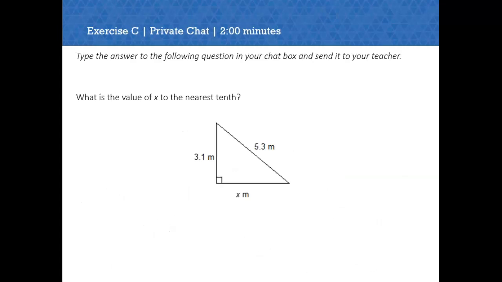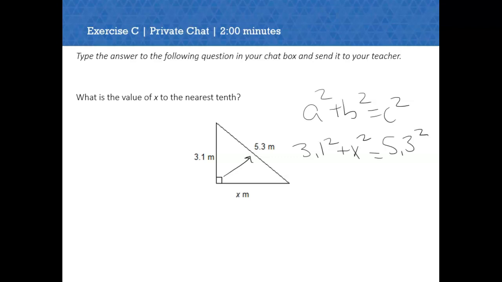So let's take a look at another one. We see it's a right triangle, so we know we can use the Pythagorean theorem. We need to identify A, B, and C. Remember, A and B don't matter, but C does. It's the one right across from the right angle. So we're going to say 3.1 squared plus x squared equals 5.3 squared.